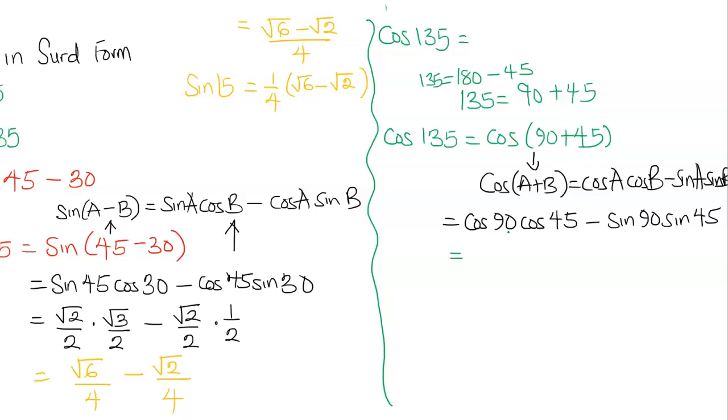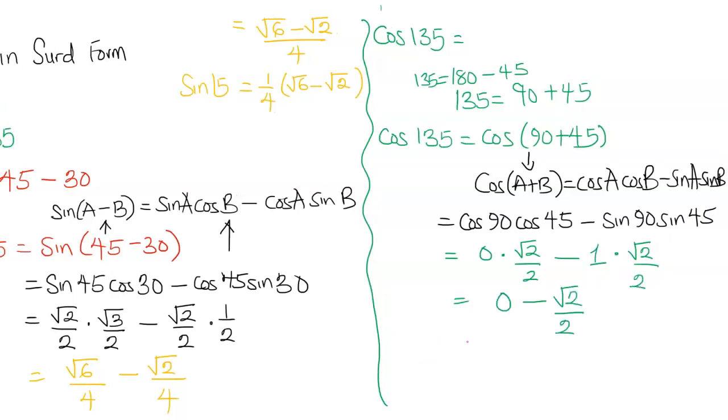We know what cos 90 is. Cos 90 is 0 times cos 45, that's root 2 over 2, minus sine 90, sine 90 is 1, times sine 45, that's root 2 over 2. This tells us clearly that cos 135 degrees is equal to negative root 2 over 2.